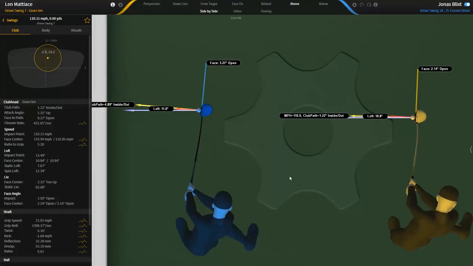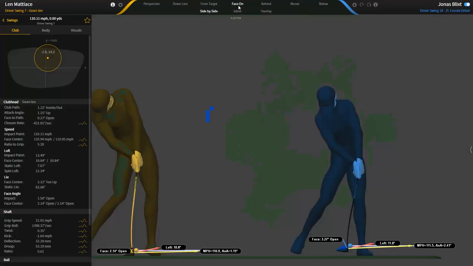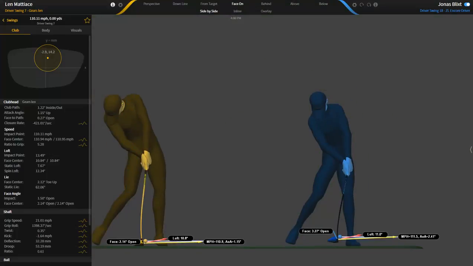In this case, here's an example of a player, Jonas Blixt, versus Len Matisse, a player who swings more inside to out than Len Matisse. There are certain strengths and penalties. If you want to hit a low draw, this would be a good way to do it. But the face angle is very affected by what you're going to do with your wrists and also what you're going to do with the handle position.